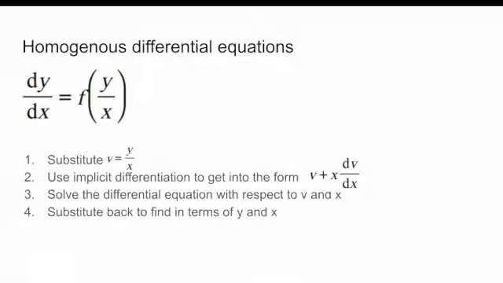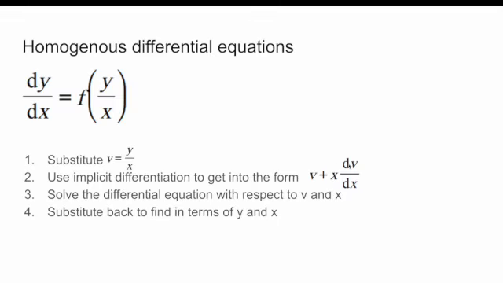Next, we can look at homogeneous differential equations. Basically what you've got to do here is substitute another variable, say v, in for f of y over x. A homogeneous differential equation always has f of y over x, so you substitute v equals y over x, so we have dy by dx equals f of v. And then you use implicit differentiation. For instance, if you're trying to differentiate xy, you can't differentiate that directly, so you differentiate it implicitly. You do this exact same thing here to get it into the form of v plus x times dv by dx.